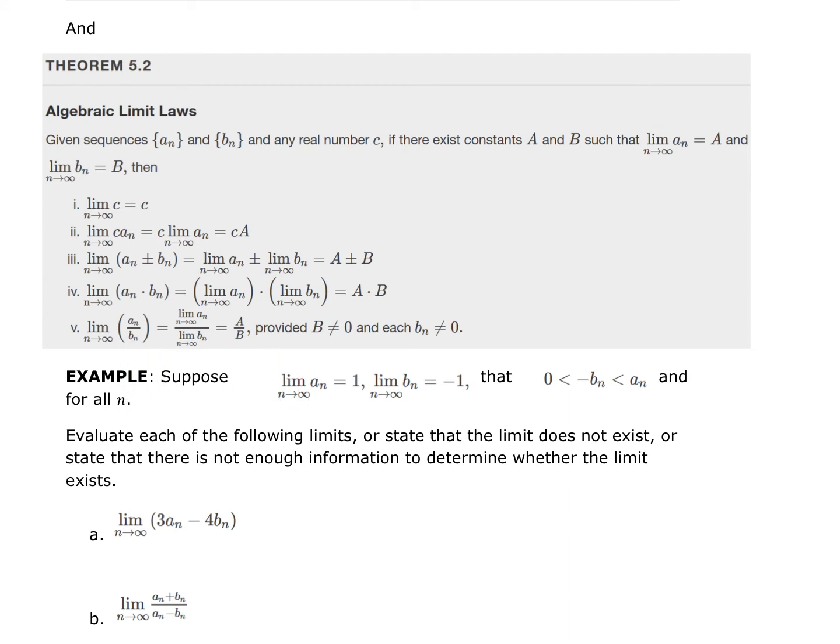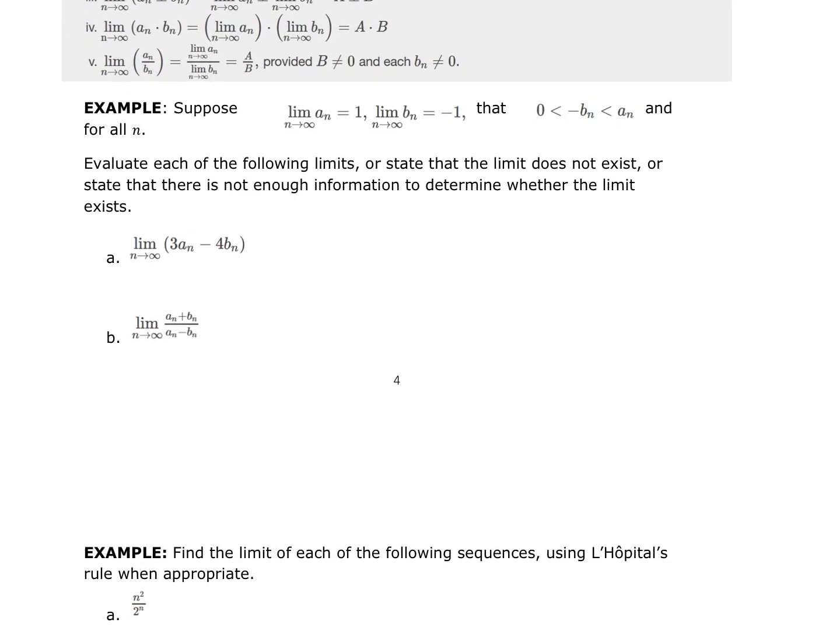So we're going to start out with some very basic examples, making sure that we've got our understanding. We're not going to find limits yet. We're getting there. So we have the limit as n goes to infinity, and they tell us what the limit of a sub n is and the limit of b sub n is.